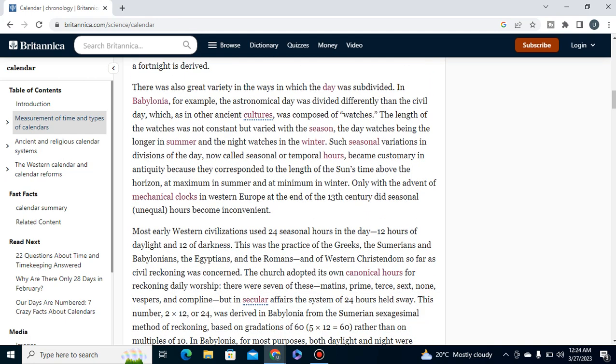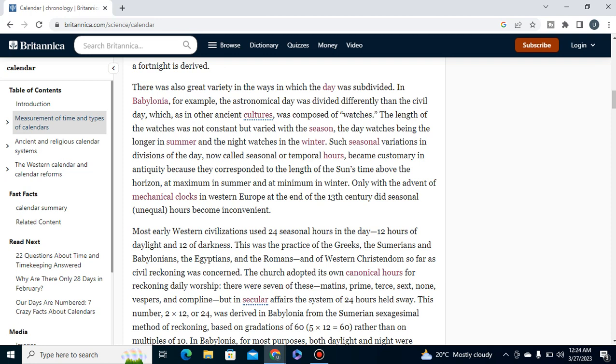Most early Western civilizations used 24 seasonal hours in the day, but 12 hours of daylight and 12 of darkness. This was the practice of the Greeks, the Sumerians, the Babylonians, the Egyptians and the Romans, and of Western Christendom.